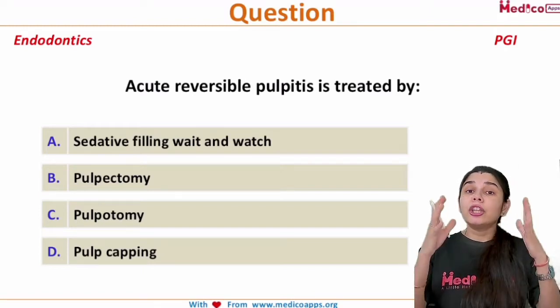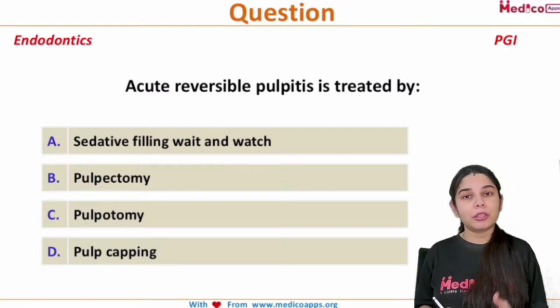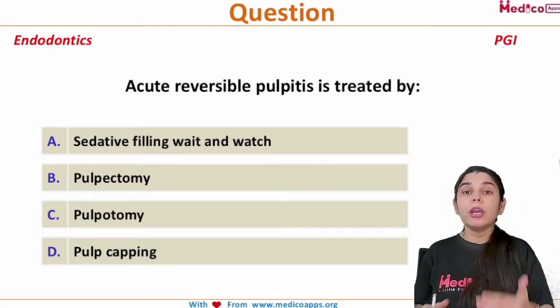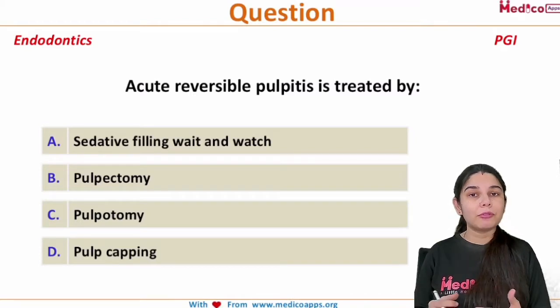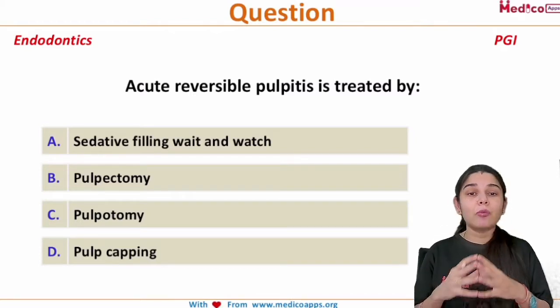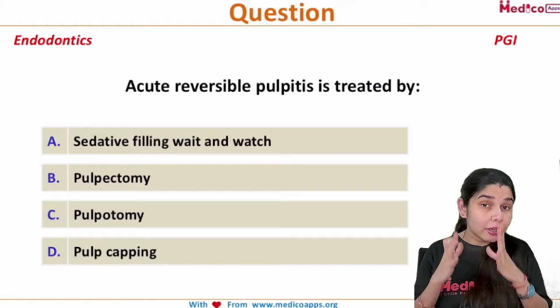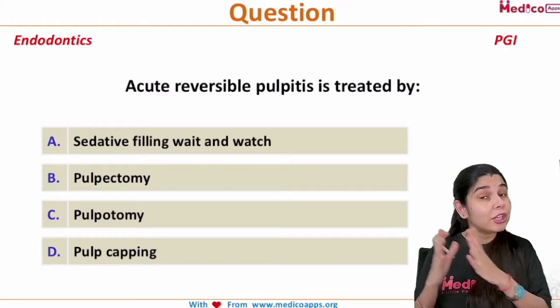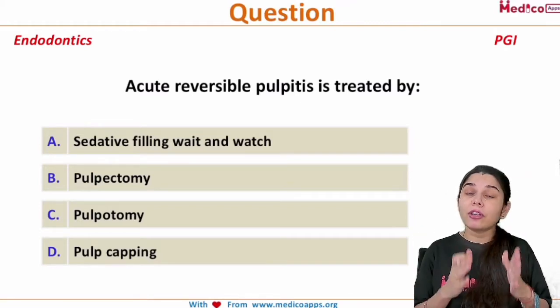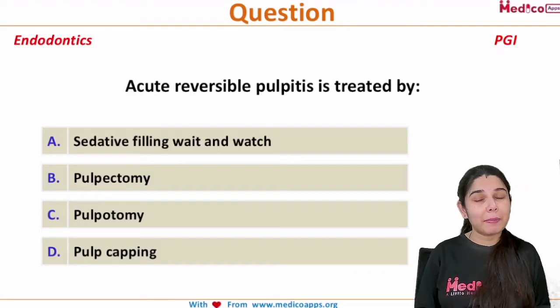Now here the options are really confusing. The question is straightforward to you, but the options are quite confusing. So let's understand what exactly is your option and which one we need to eliminate and get the answer for the treatment of acute reversible pulpitis.